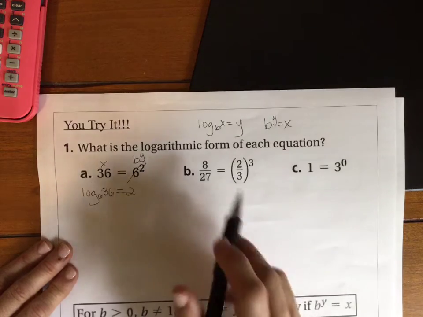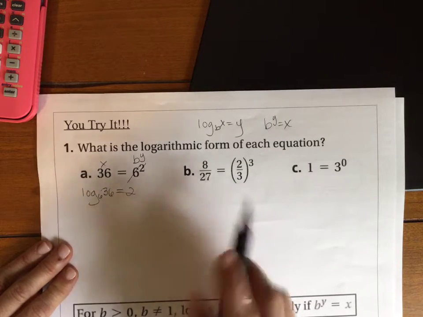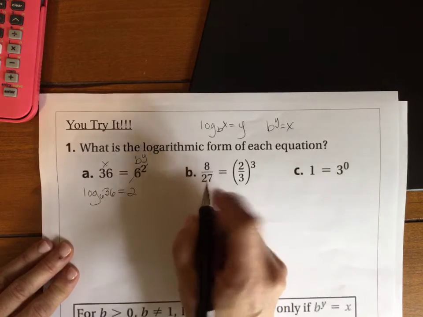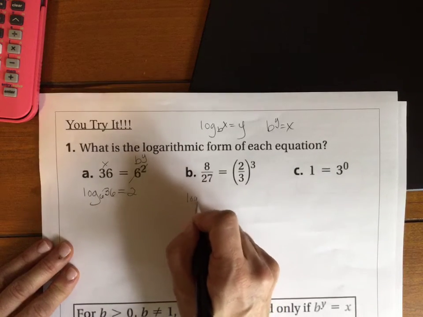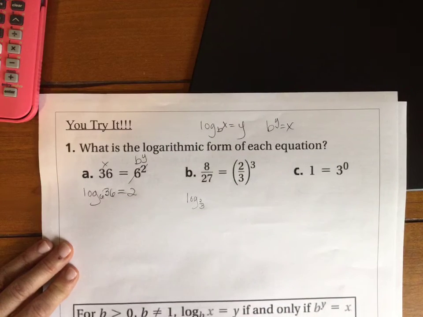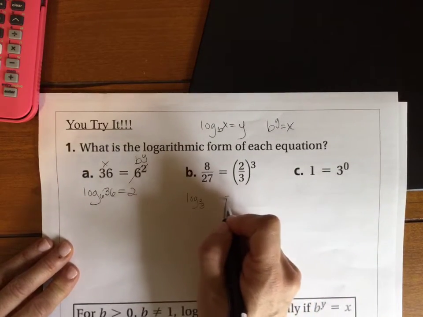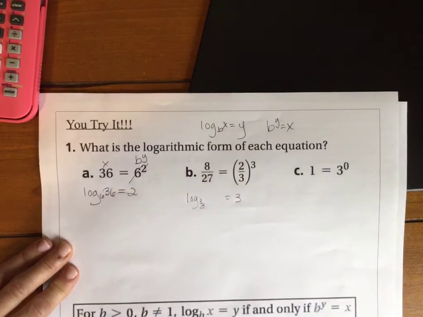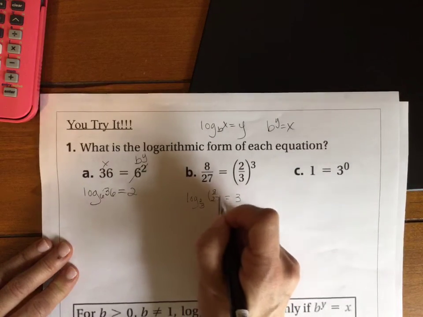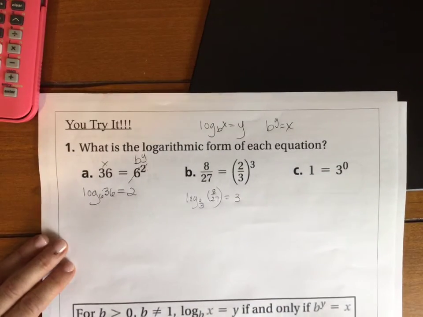Same thing again. What's the base in this equation? So stop and think about it. Pause it if you need to. But my base in here is 2/3. So I'm going to have log base 2/3. What's my exponent? I know logs always equal my exponents, so 3 has to go there. So the only spot I have left is right there.